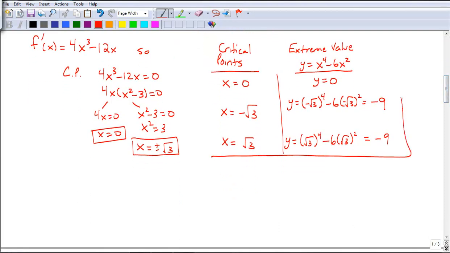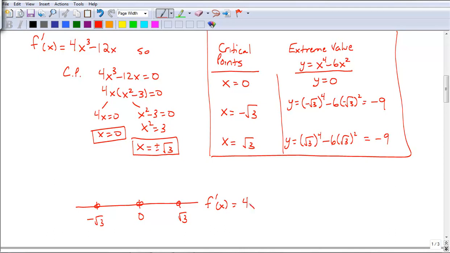And so now I can figure out where it's increasing and decreasing by looking at a number line. 0, negative root 3, square root of 3. Those are my critical points. I'm going to test these into the first derivative, which is 4x cubed minus 12x. And so I'll pick some test points. The square root of 3 is 1.7, I believe. So this is like negative 1.7, and this is like 1.7. So I could put in negative 2, negative 1, 1, and 2.